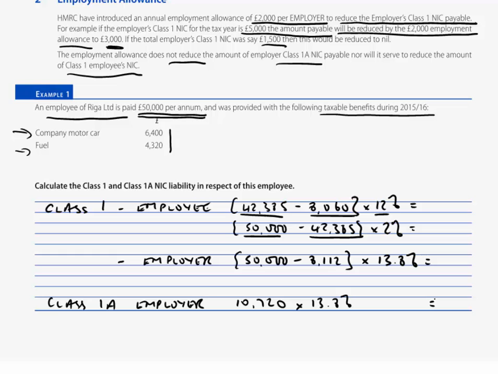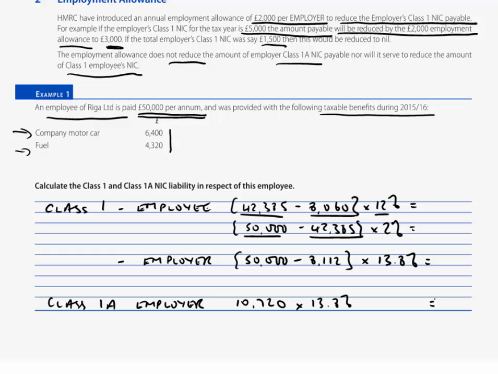If you do it right, you get 2 marks. There is nothing in between. So it is critical that on those objective testing questions, you read those specific requirements carefully. Now here I have specifically told you what to calculate: Class 1 and Class 1A NIC liability in respect of the employee. Now in respect of the employee, Class 1 is both employee and employer contributions.